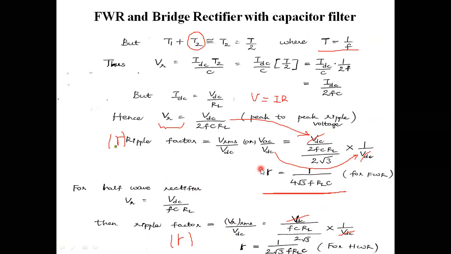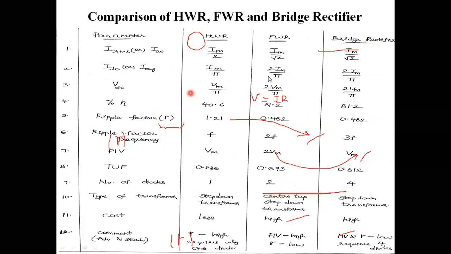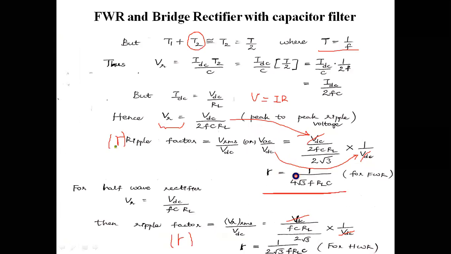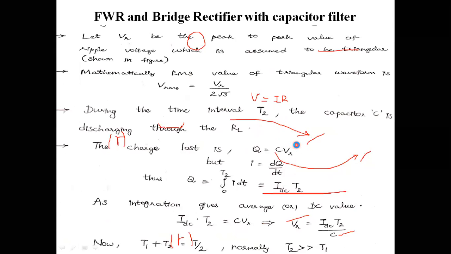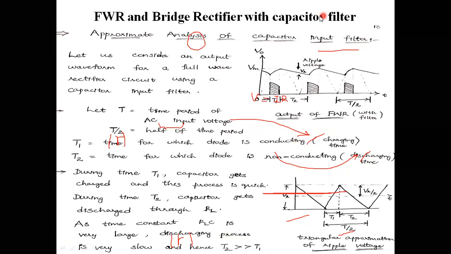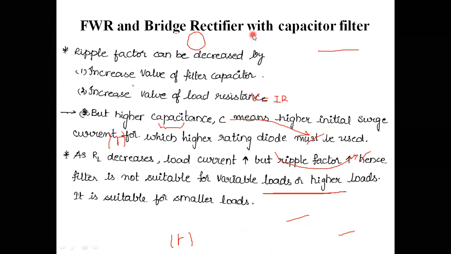Actually, in your examination you are supposed to derive this part first itself, and then explain the entire operation of half wave rectifier and full wave rectifier and bridge rectifier with respect to the capacitor filter. In the next session, we will see the comparison of half wave rectifier, full wave rectifier, and bridge rectifier. Students, please again derive this part and analyze yourself whether you are capable of doing the entire derivation part or not.